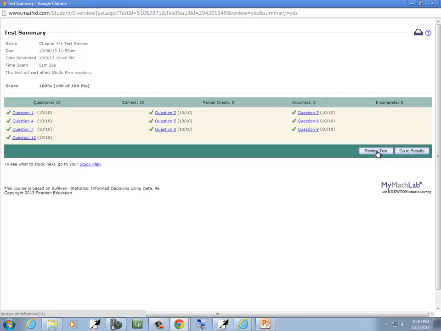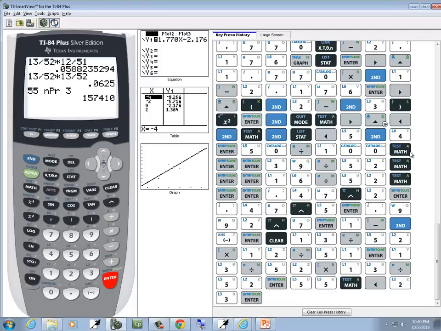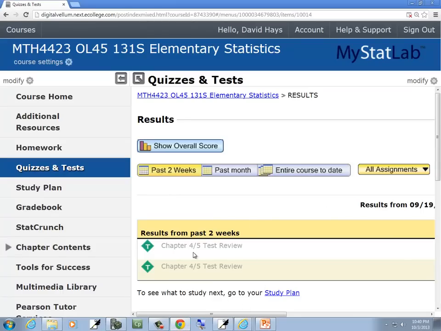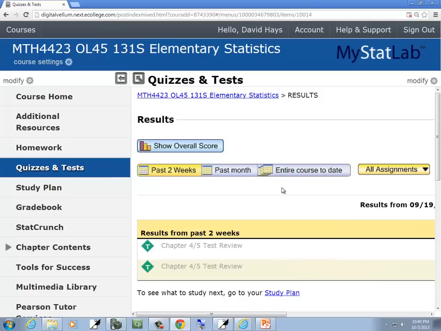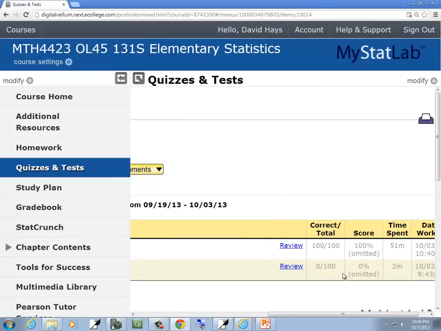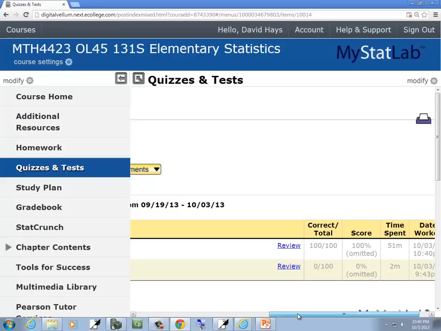I don't know what I need to do here. I don't take my math lab tests. Go to results, I guess. And there's 100 out of 100. I started this one for 2 minutes because I was trying to figure out how to zoom, and that didn't go well. But you can see I didn't do very well on the test. Got a 0. Of course, I only spent 2 minutes on the entire test.